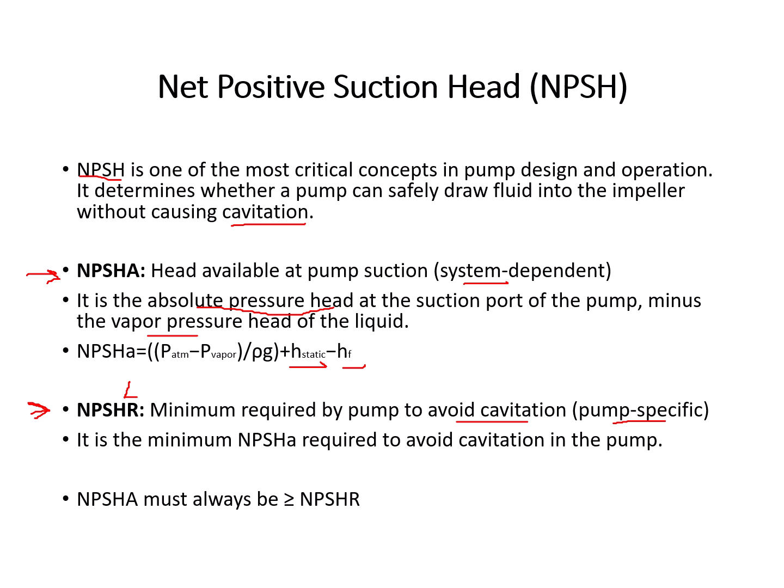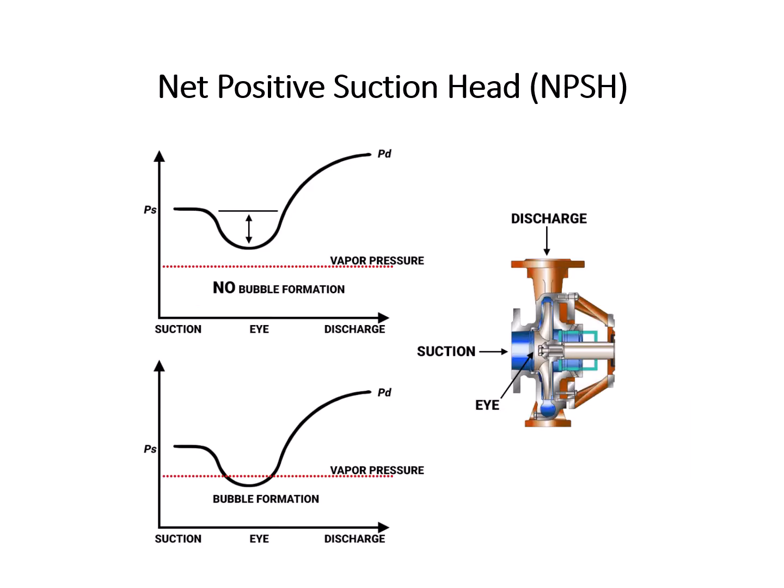The net positive suction head available must always be greater than the net positive suction head required to avoid cavitation, to avoid reaching the vapor pressure, to avoid vaporization. The available suction head in the system should always be more than required by the pump. So this diagram will give you a clear understanding of the net positive suction head.